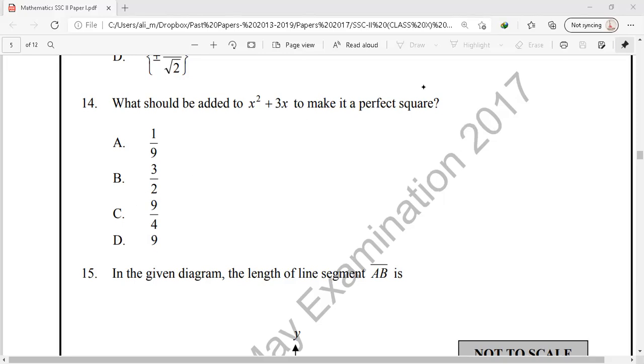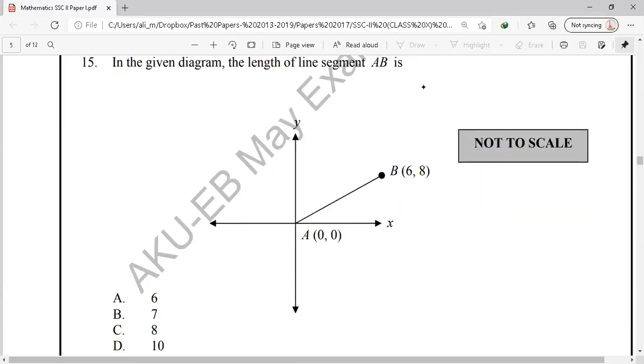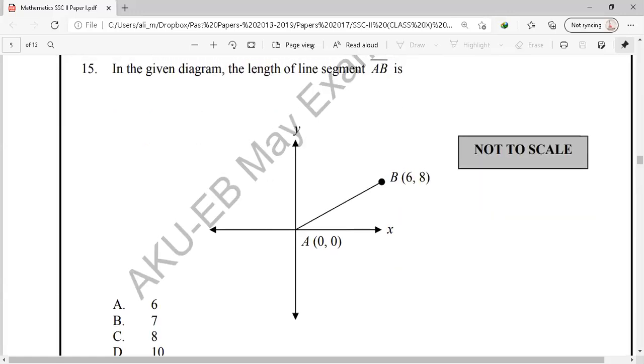So let's move to question number 15. In this question, we have a diagram and we have to find the length of the segment AB. This is a very simple question in which we have 2 points, point A and point B. Both coordinates are given for these 2 points A and B.